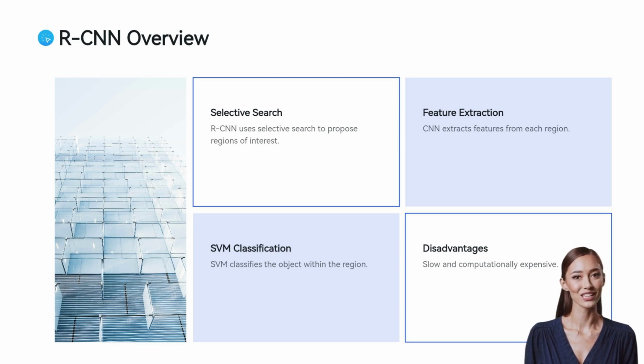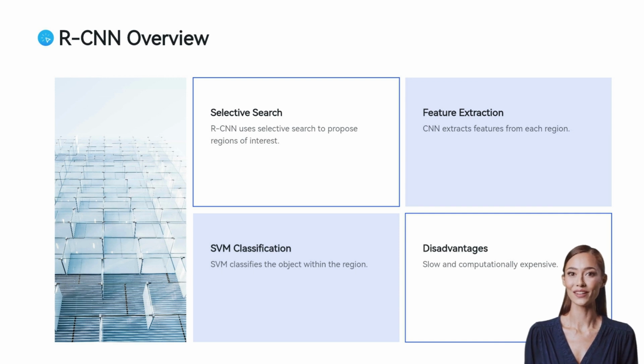RCNN follows a two-step process: region proposal. First, a technique called selective search is used to propose potential regions in the image that may contain objects. This generates a set of candidate regions of interest, ROIs. Feature extraction and classification. Then, a CNN is applied to each of these regions to extract features.